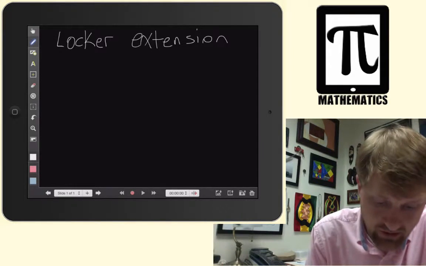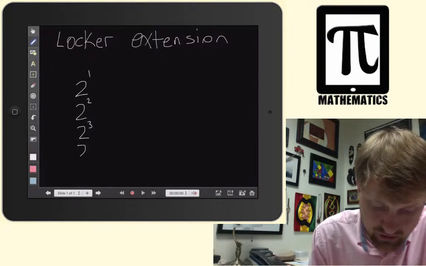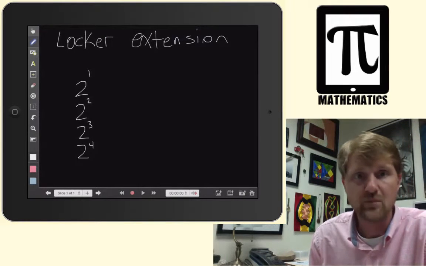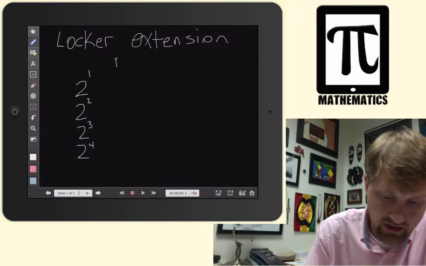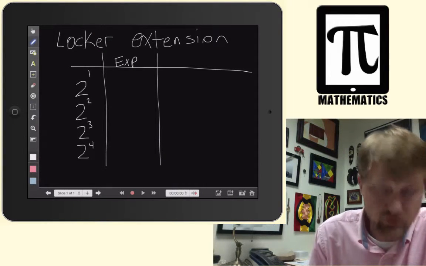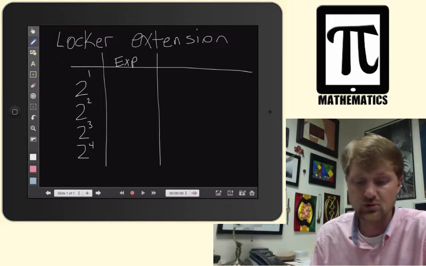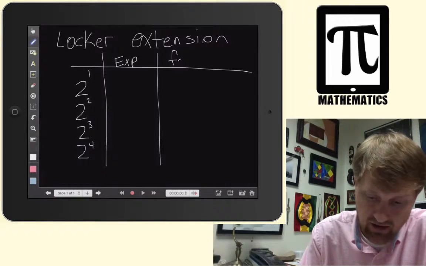So we'll take prime numbers. We have a prime number of 2 raised to the first power, and then 2 raised to the second power, and 2 raised to the third power, and 2 raised to the fourth power. And what we want to do is see how many, so the exponent, okay, so when a base of 2, a prime number, is raised to a certain exponent, how many factors does it have?